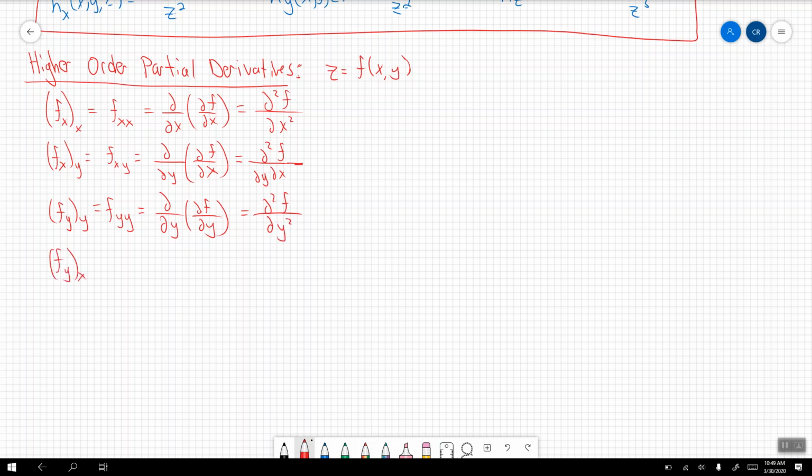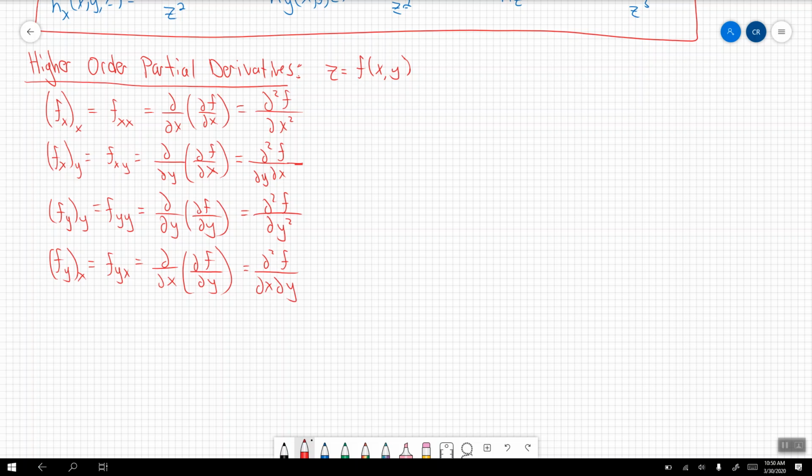Now for the last option, or the last combination here, we're going to have the partial of y, then the partial of x after that for this function of f. That means the first partial derivative that was taken was with respect to y. Then after that, we need to take the derivative with respect to x. This means that I took two partial derivatives, the last one being with respect to x, but the first one being with respect to y.